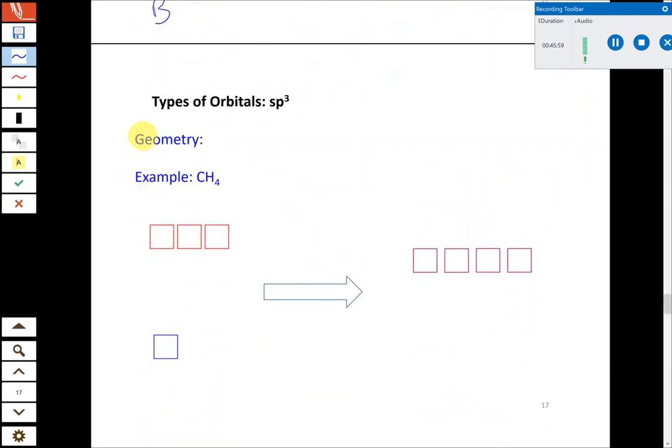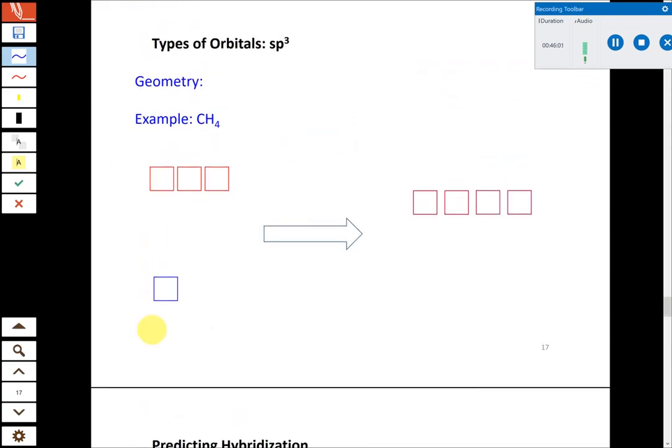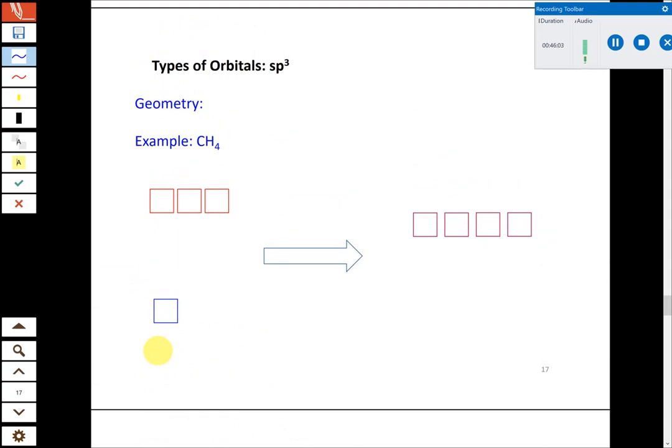All right, and then the last one that I'll cover in this level of detail before just giving you the really important information is sp3. So in this case, if we wanted to do methane, CH4, we will predict that this is a tetrahedral molecule, AX4.